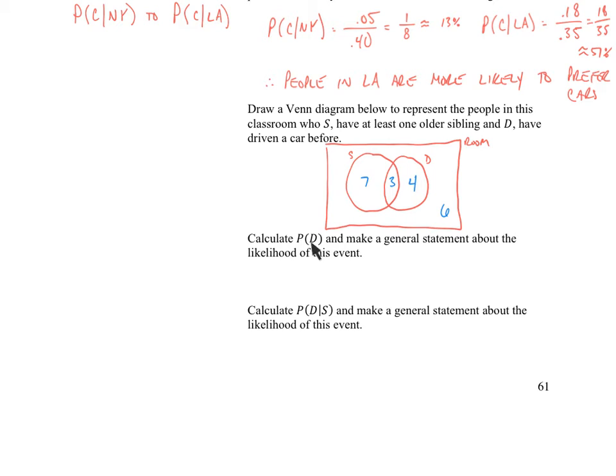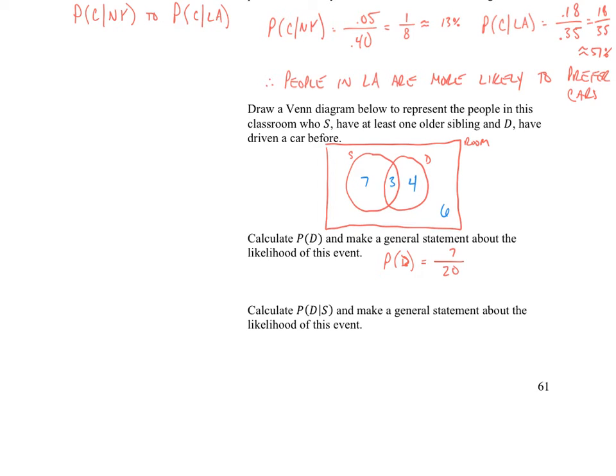So first, let's take a look at the probability of D and make a general statement about the likelihood of this event. What is the probability of selecting a student at random from this survey who has driven a car before? And so this is just your basic, how many people are in the survey, and of those people, how many have driven a car before? Well, the number of people in the survey is 20. If you add up all of these numbers, you get 20. And of the people in the survey who have driven a car, there are 7, right? That's all these people. They've all driven cars before. So you could say that there's a 7 out of 20 chance, or there's a 35% chance of randomly selecting a person from this room who's driven a car before.